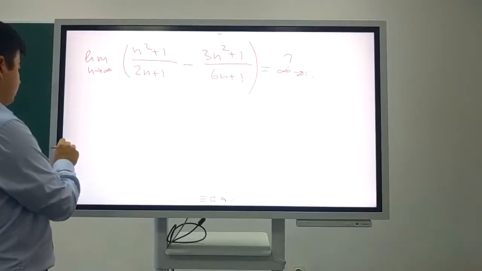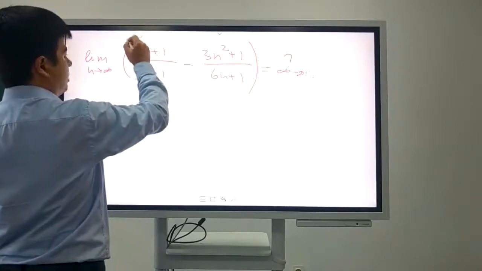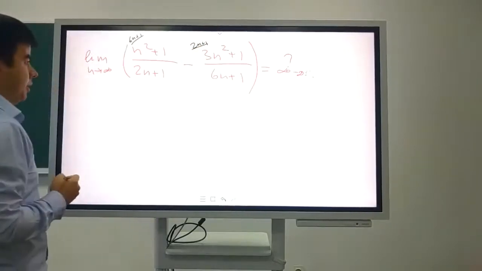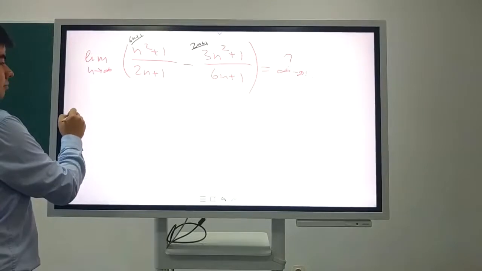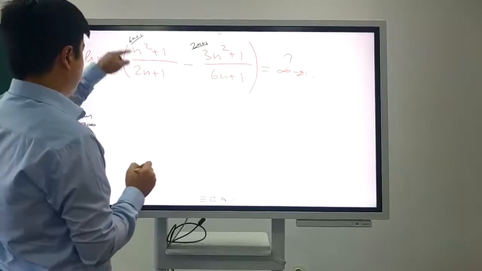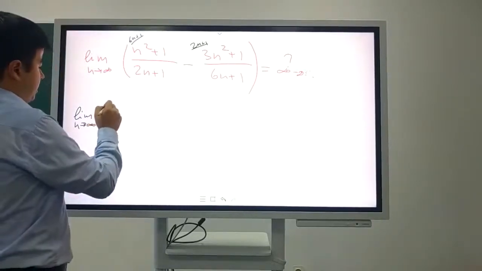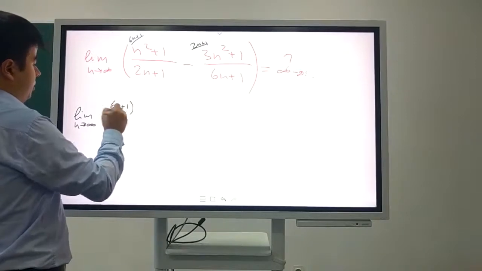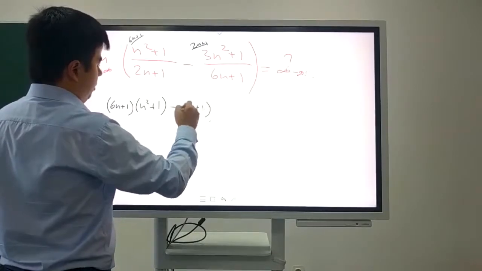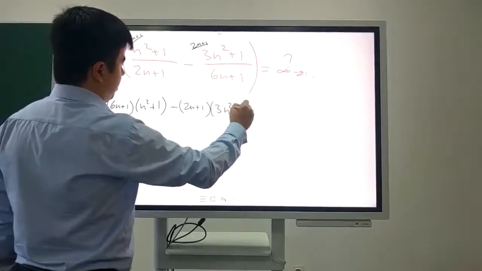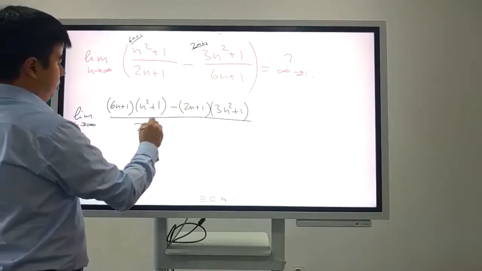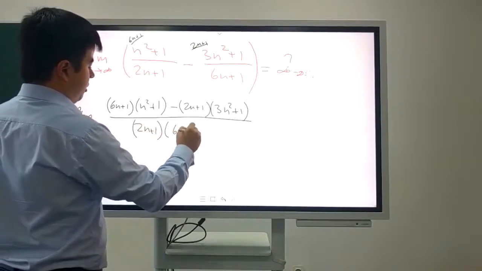So this is 6n plus 1, here 2n plus 1. We should multiply. And now the limit as n tends to infinity. So let's multiply: 6n plus 1 times n squared plus 1 minus 2n plus 1 times 3n squared plus 1, over the denominator 2n plus 1 times 6n plus 1.